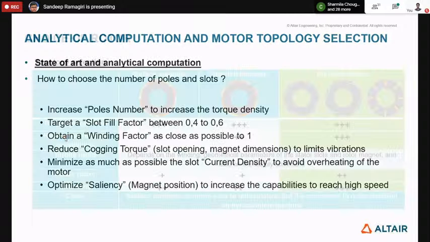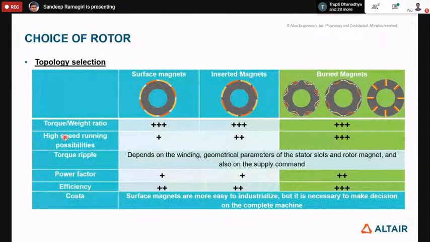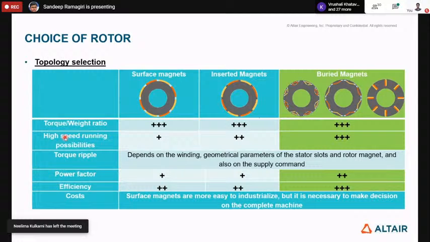And that was about some guidelines to choose the number of poles and number of slots, and the choice of rotor. So if you see here, I have selected the three rotor topologies. If you look at the rotor topology, there are basically three magnet placements: magnets placed on the surface of the rotor, inserted inside the rotor, and also buried inside the rotor.